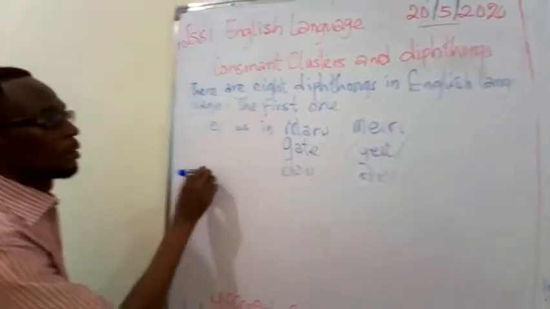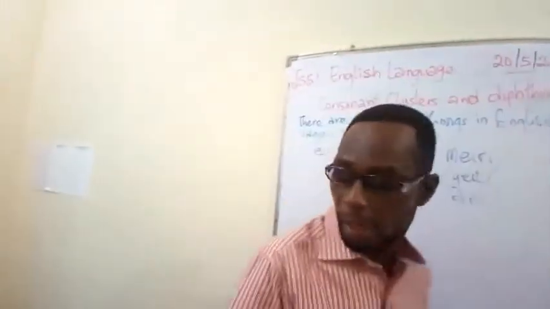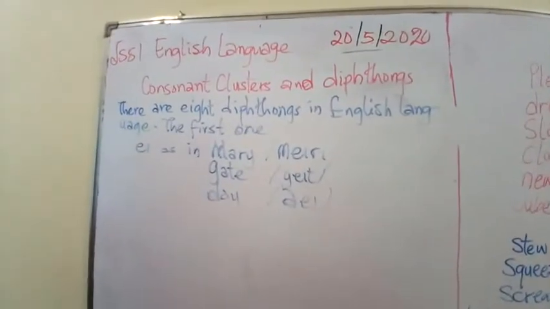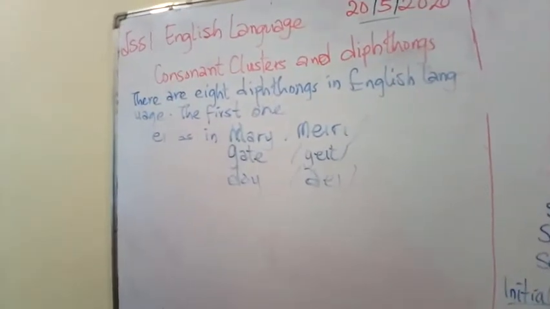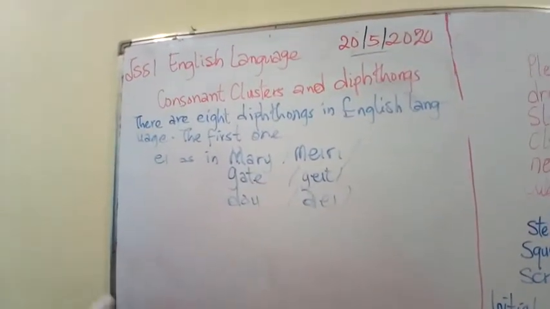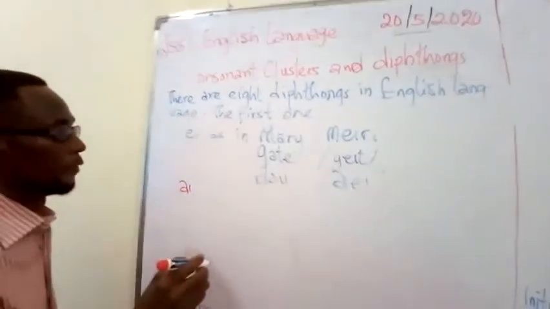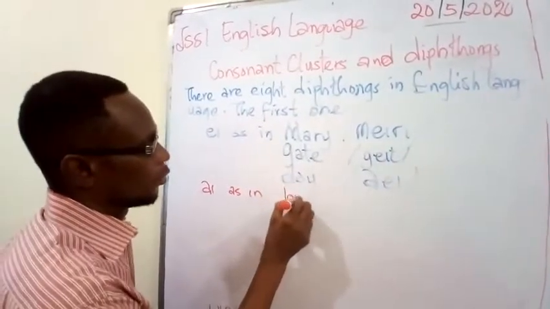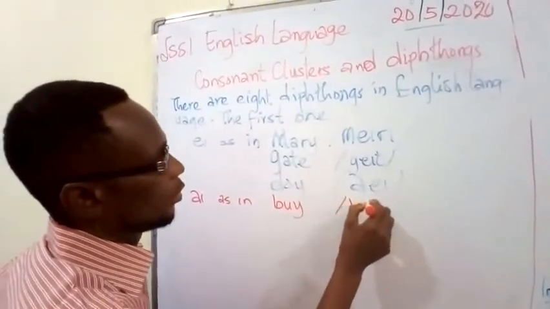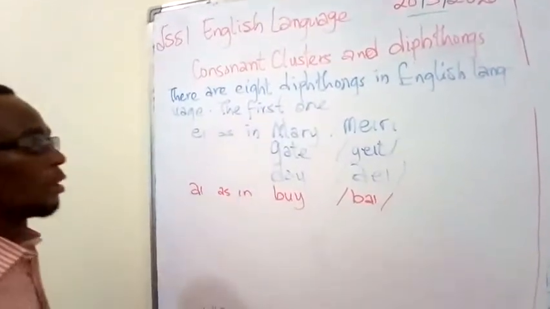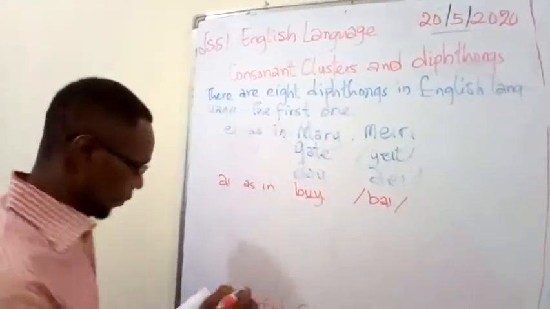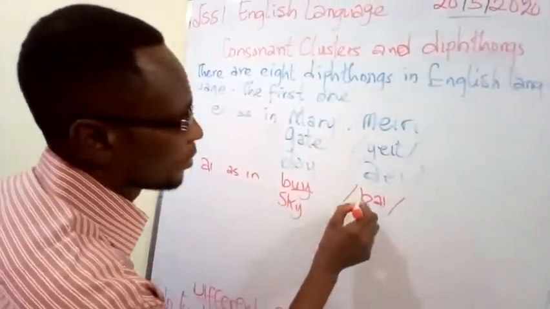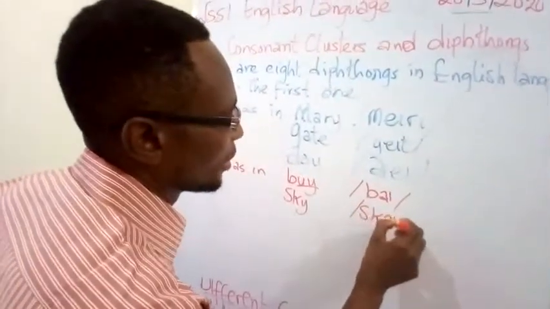Now we pick this one. I, the sound. Okay, this one is flowing very well. I, as in buy, to buy something. So this is how you're going to have it, buy. You see the UY there is this sound. Then the next one is sky. So you're going to have something like this, sky.